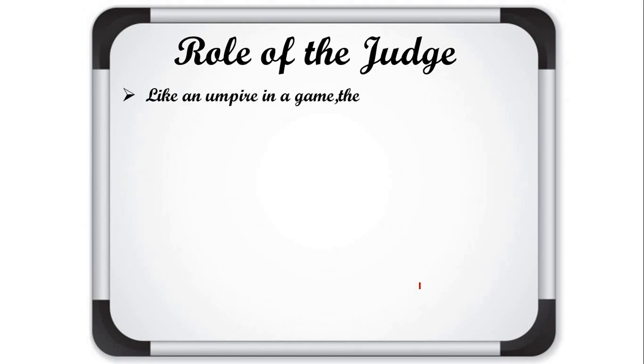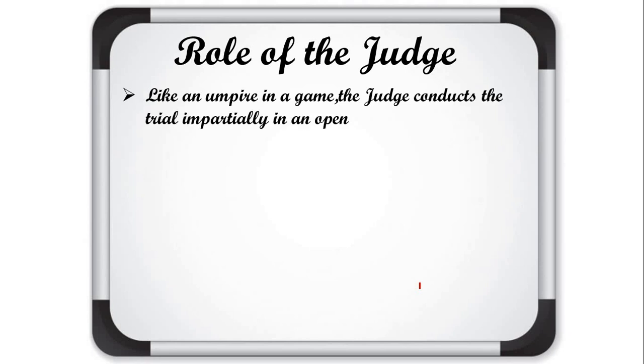He is like the umpire of the game. What does it mean? As the umpire gives a decision in a game and his decision is final, in the same way the decision given by the judge in a case is the final decision. So that is a very great responsibility, to conduct the trial in an impartial manner and in open court.